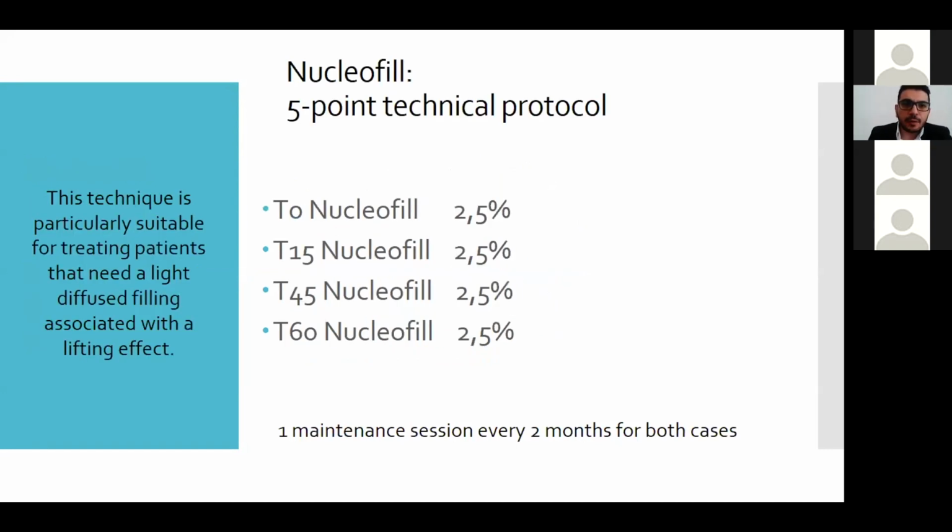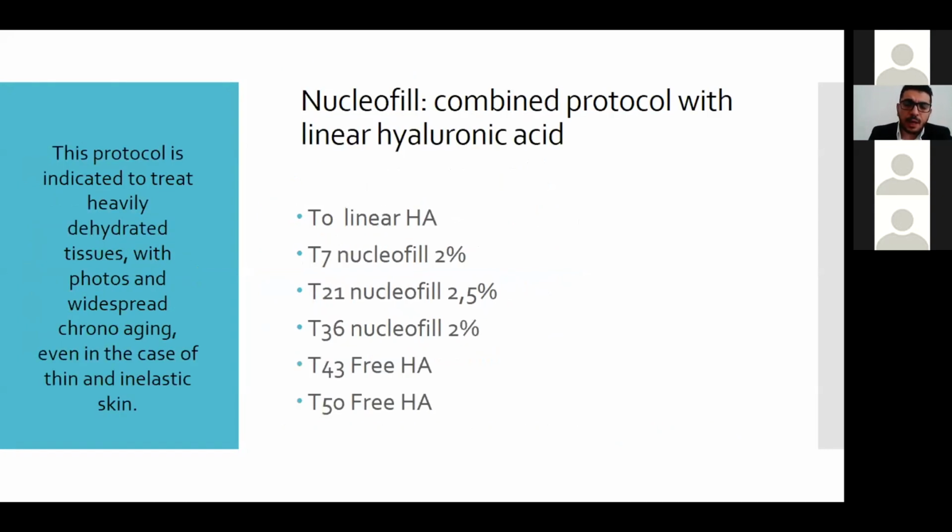Another protocol is for the 5-point technique. Of course, in this technique, because we inject into subcutaneous layers, we prefer to inject the strong one to make a very good lifting effect. And of course, we can do a lot of combinations. This is just an example. We can inject it with linear hyaluronic acid or non-cross-linked hyaluronic acid fillers. This will boost the hydration of the skin, and we will have a very good effect in terms of skin hydration and skin lifting.